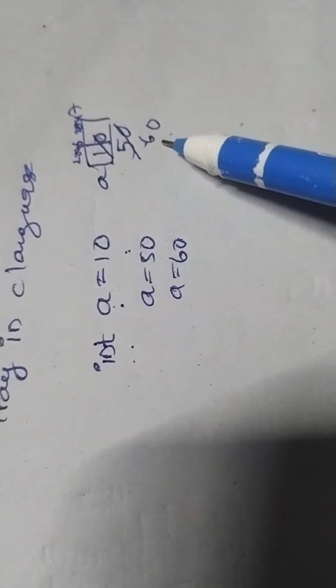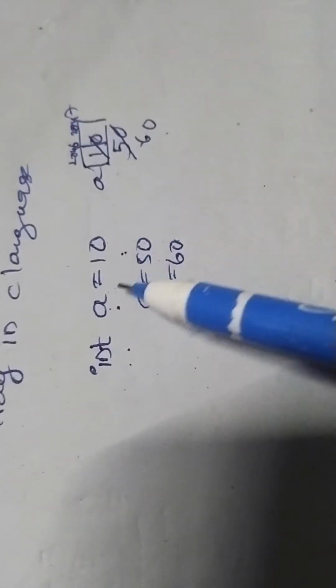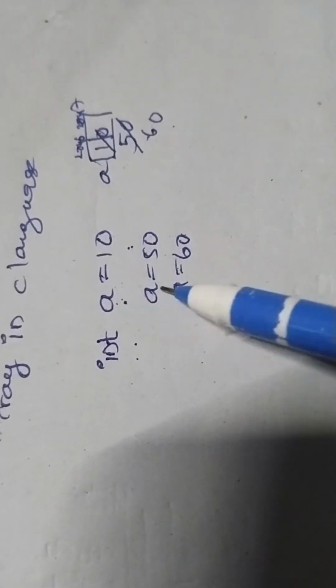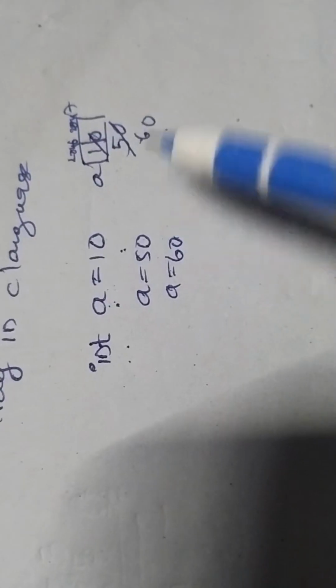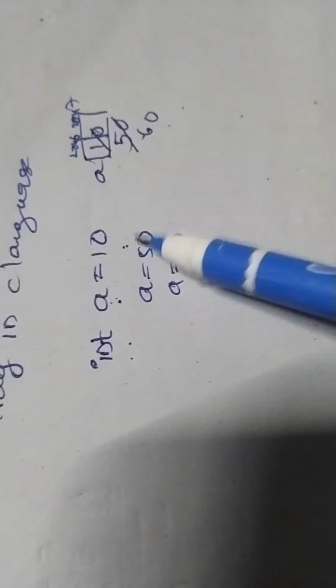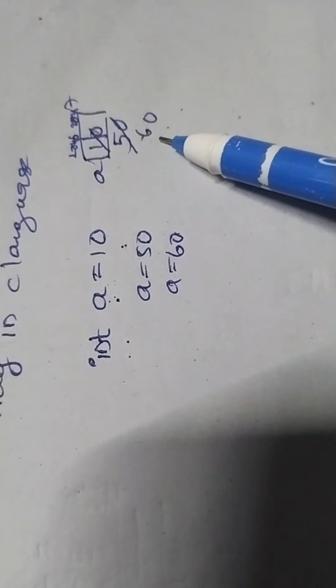At the last, what will it be? The value 60 will be stored in a. That means in a single variable we can store only one value at a time. At different times we can store multiple values, but at a time we can store a single value. Then what is the disadvantage of this concept?